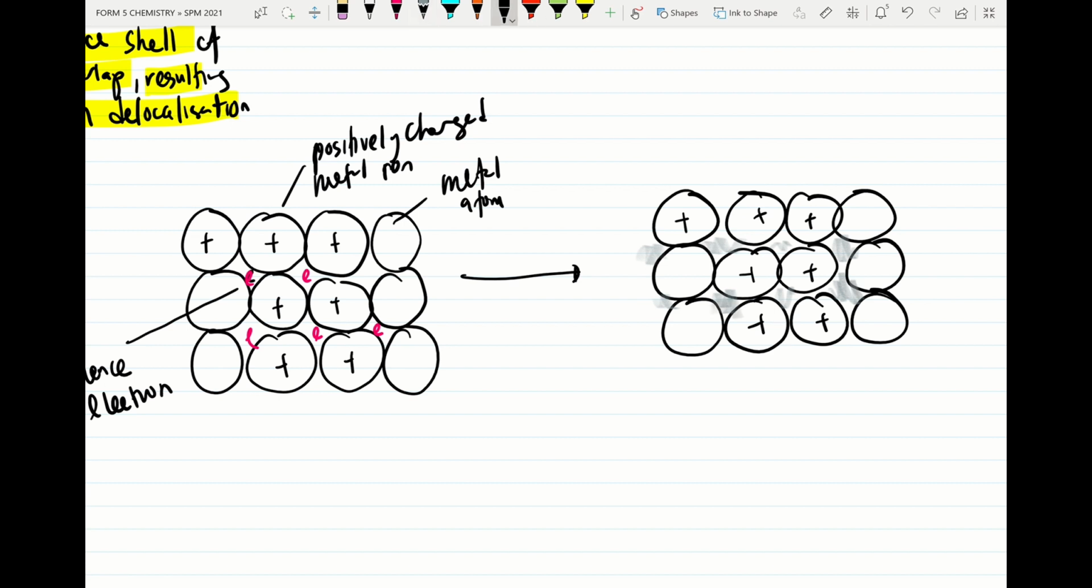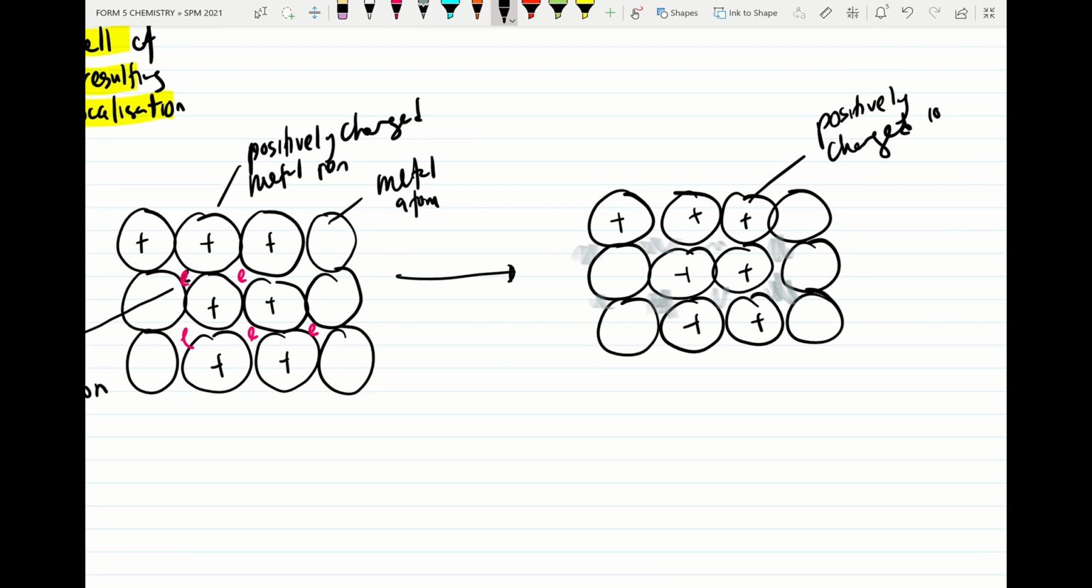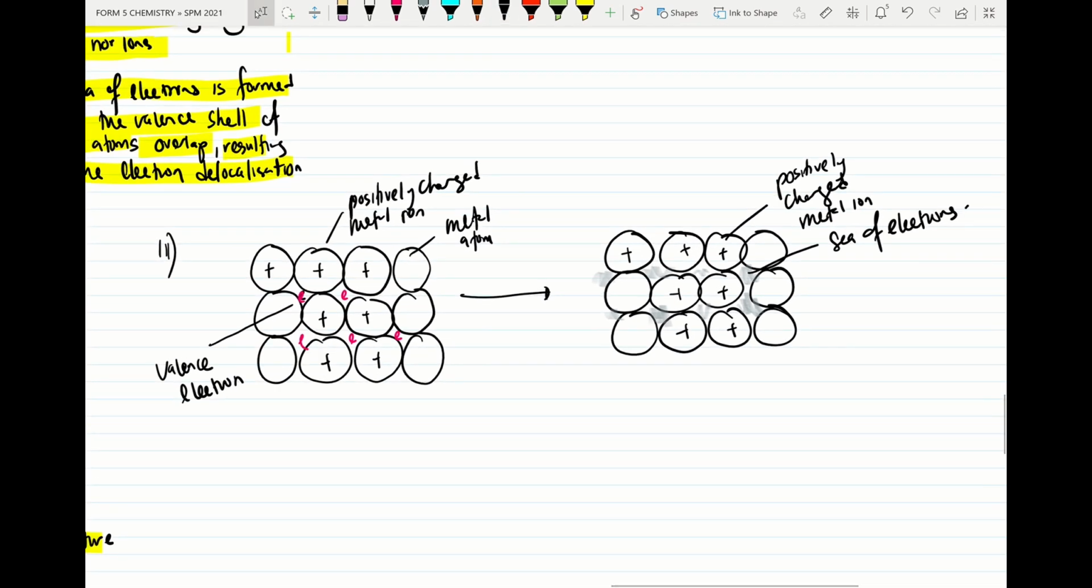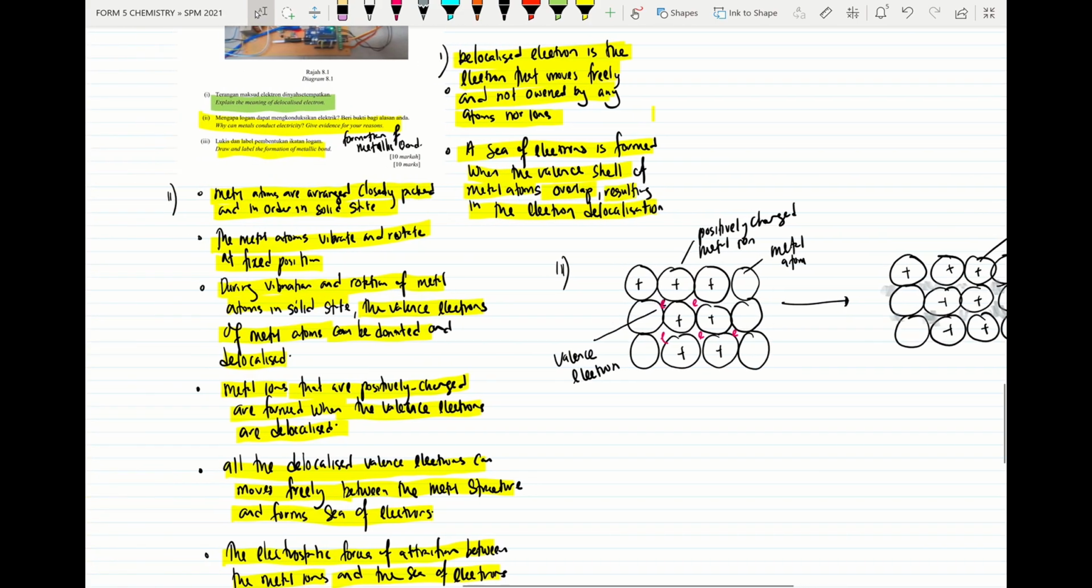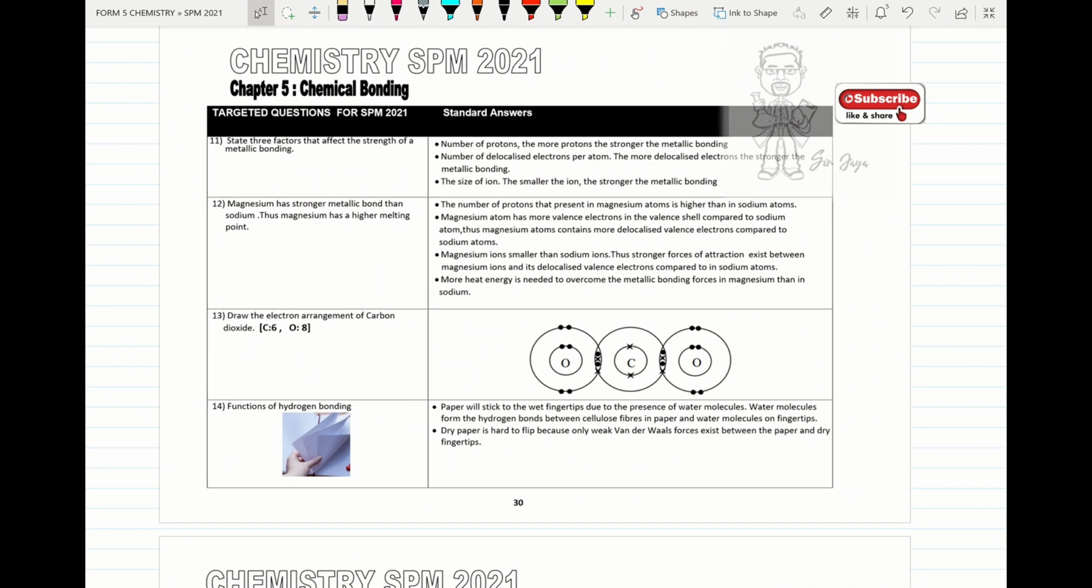Now we label this one: positively charged metal ions. This one we label sea of electrons. So this is the structure that students have to draw in the exam. If this question comes out, please go through all these questions. So we move on to the next question. Please check all these.